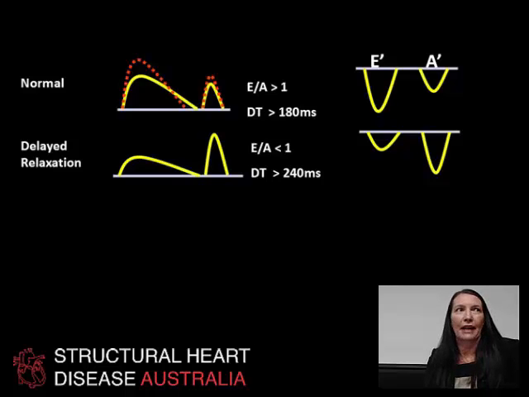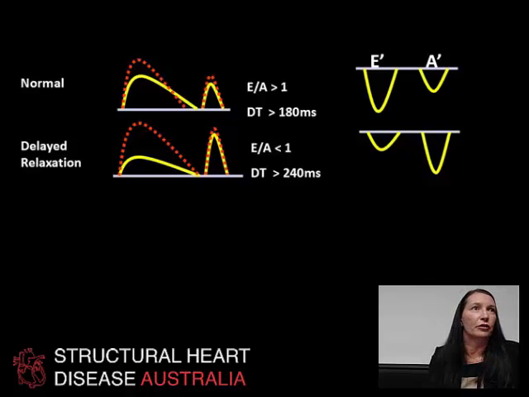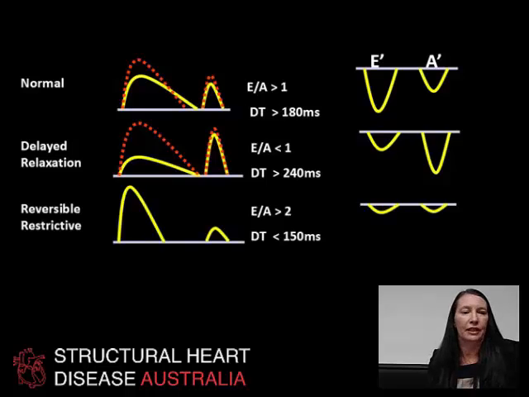In the delayed relaxation pattern, this is the start of the badness. If the E is less than the A and the E prime is less than the A prime, you'll see when you take a breath what happens with reduced RV compliance. And that is you get a much bigger E wave, a slightly bigger A wave, but the decel time doesn't really change. This is actually the reverse of pseudo-normal with Valsalva in the left ventricle. So this is useful information. It tells us that the compliance of the RV is not coping.